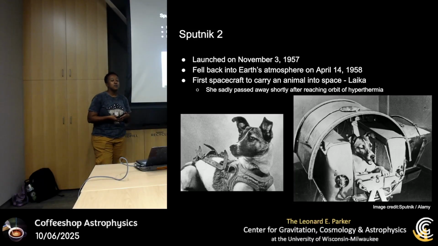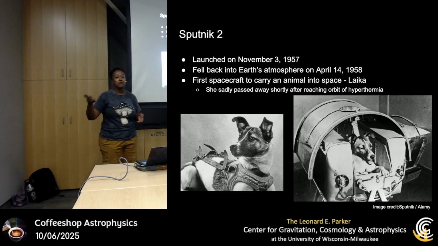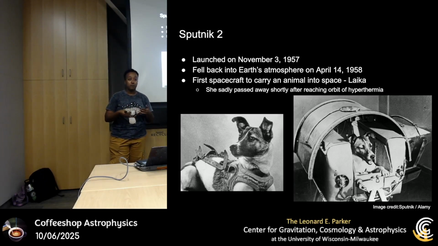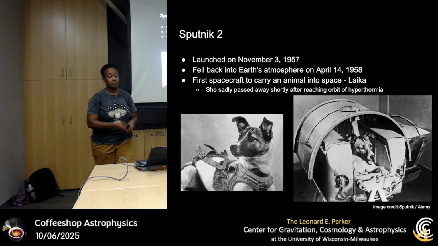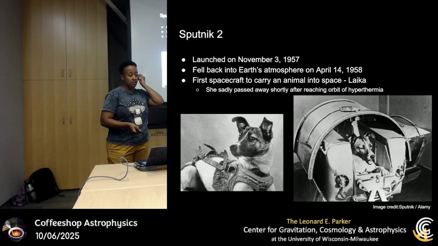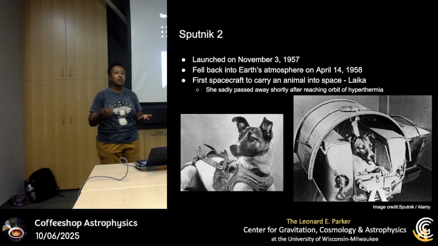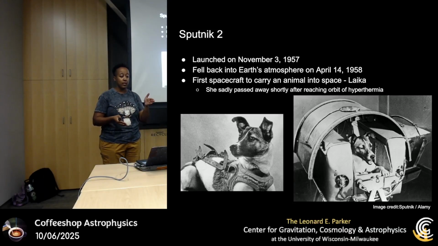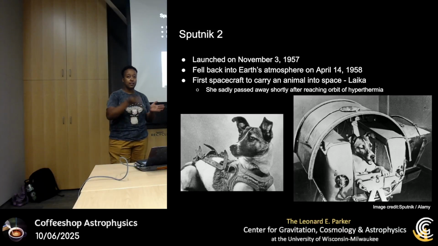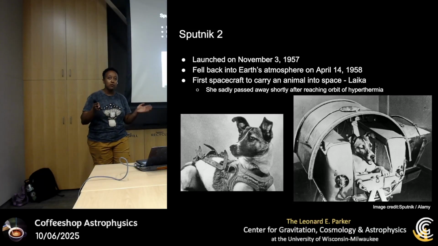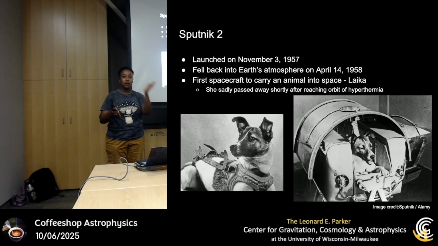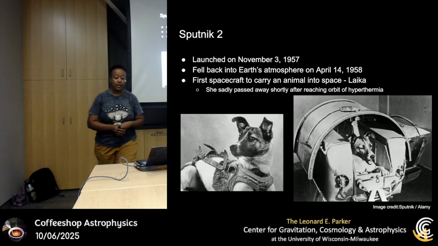Unfortunately, she passed away from hyperthermia not long after she got into orbit, which means it got too hot for her. Her actual cause of death is not quite known, but it's believed part of it might be that the shielding between the capsule and the rocket sending her into space didn't separate properly or didn't separate at the right time, so it got too hot for her and it caused her to pass away.